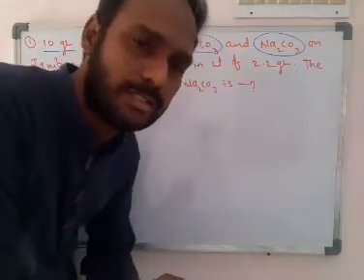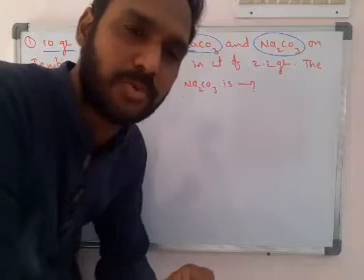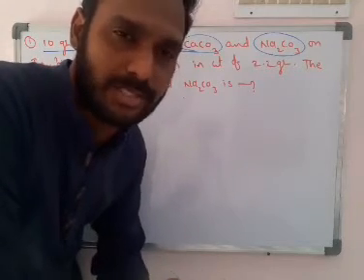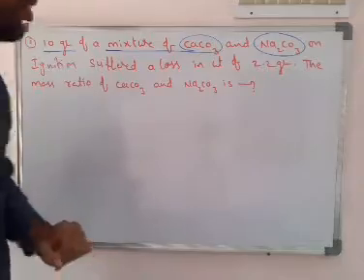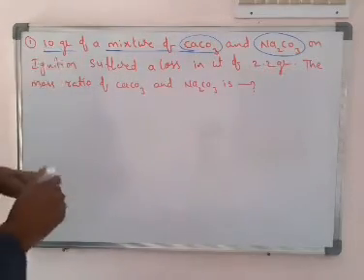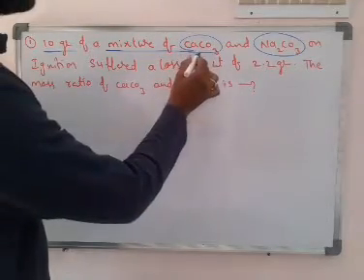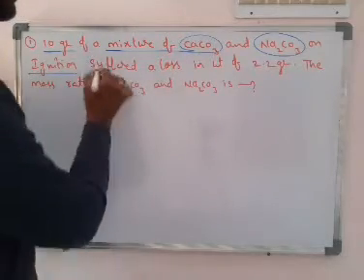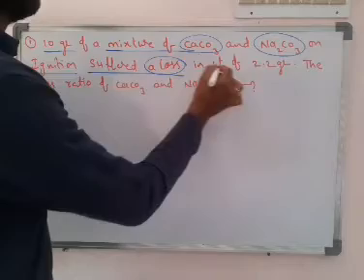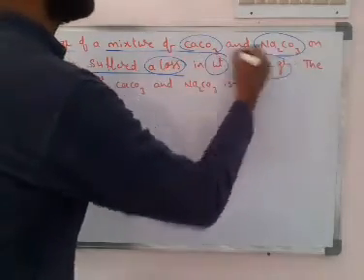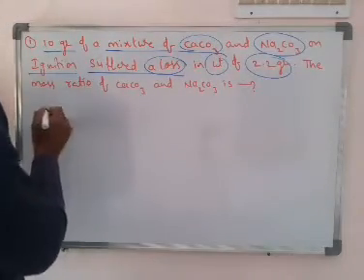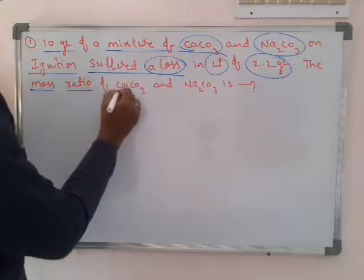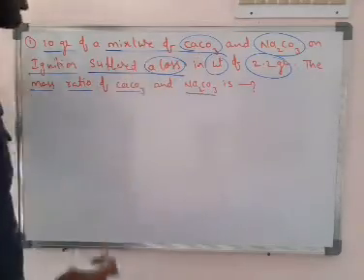Hello students. Today we see some very important problems in stoichiometry. See the first one. A 10 gram mixture of calcium carbonate and sodium carbonate, on ignition, nothing but heating, suffered a loss in weight of 2.2 grams. We have to find the mass ratio of calcium carbonate and sodium carbonate.